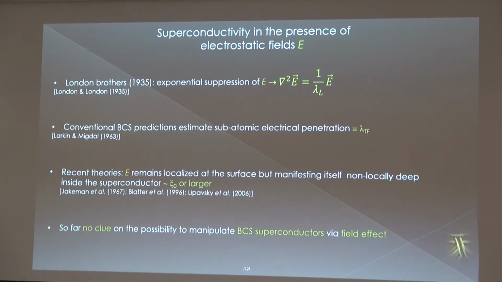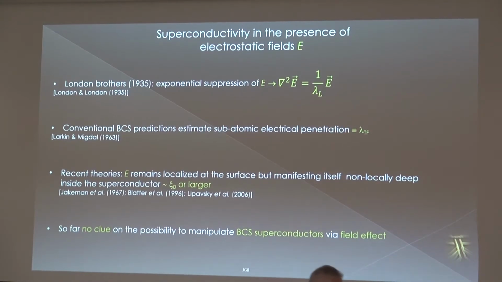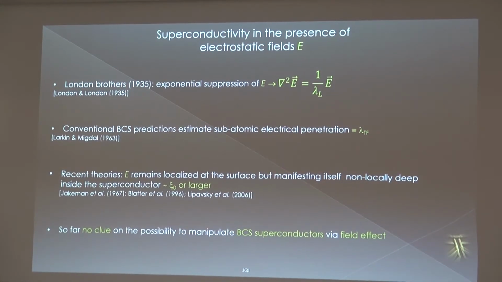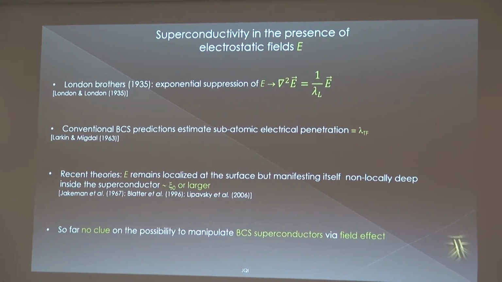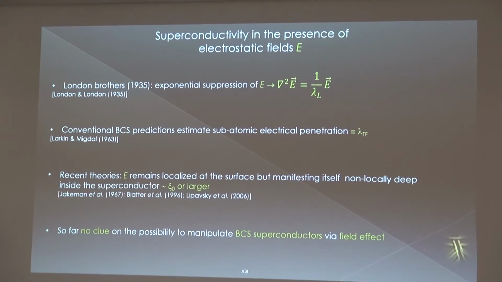The important point is that although all these theories are in principle very interesting, at the same time they are very speculative, with no clue so far, let's say, on the possibility to manipulate BCS superconductors or mesoscopic BCS superconductors via static field effect, okay?